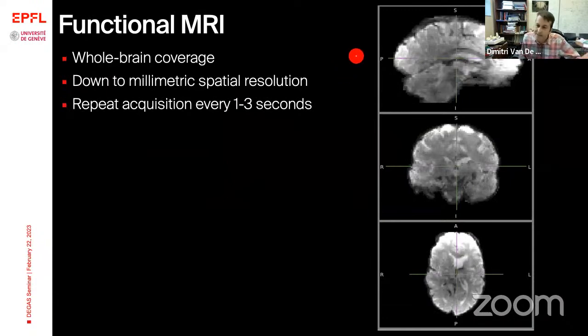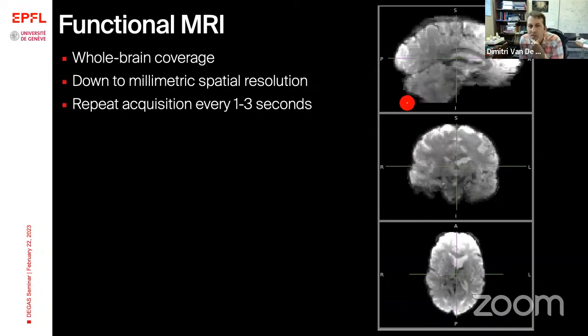Now, there's yet another type of MRI imaging data we can use, which we know as functional MRI. And functional MRI, as the name says, is aimed to recover activity, brain activity. Now, let me explain a little bit how this works. So you see that now we have a series of fMRI volumes, and we can still do whole brain coverage, and we can still get close to millimetric spatial resolution. But of course, compared to the anatomical images I showed you before, you can see that the spatial quality here is much less.